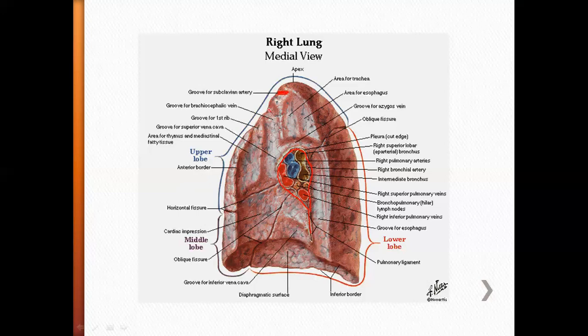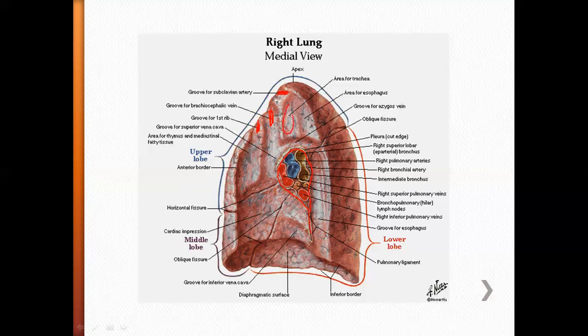Next one. Here, this region, is the groove for the brachiocephalic vein. Brachio represents arm, and cephalic represents neck. So there is one vein which drains the blood from the arm region and the neck region. That vein is called the brachiocephalic vein. So that will be crossing this area. Next one. Here will be the groove for the first rib. I guess you know now. Groove for the first rib.